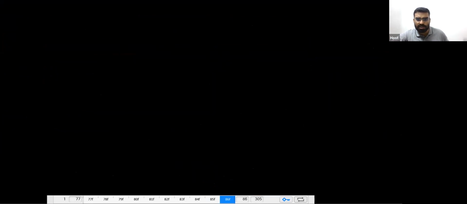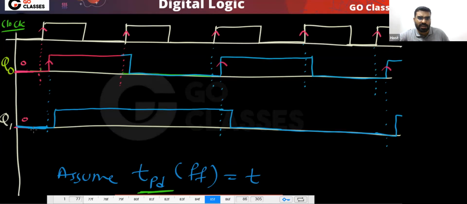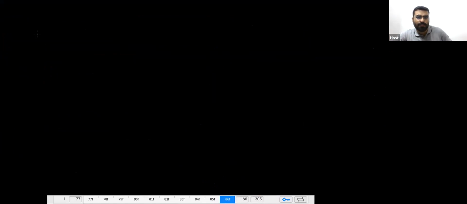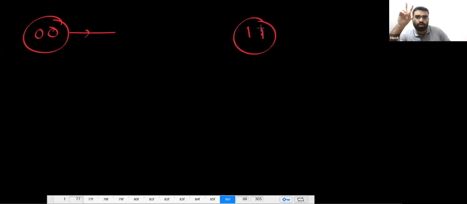In this diagram, if you notice, what is the sequence? Initially both are 0 0. Then from 0 0 they should go to 1 1, right? You agree they should go to 1 1, correct? If there is no propagation delay, they must go to 1 1.